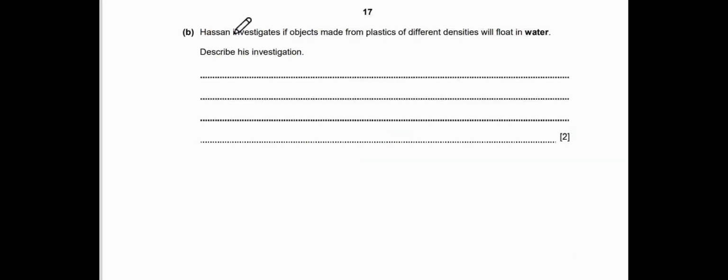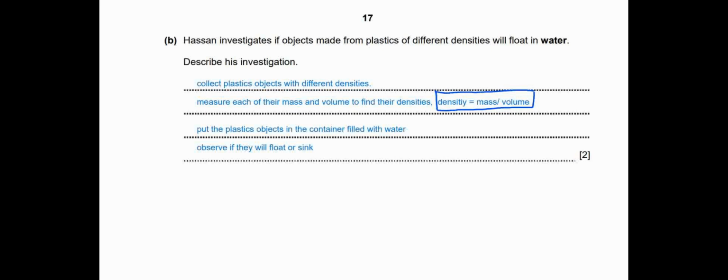Question B. Hassan investigates if objects made of plastic of different density will float in water. Describe his investigation. First, he has to collect plastic objects with different density, measure each of their mass and volume to find their density, because density equals mass over volume, and put the plastic objects in a container filled with water and observe if they float or sink. So that will be the idea.